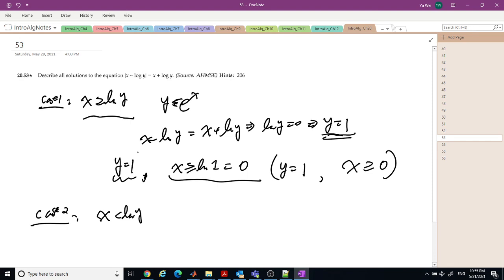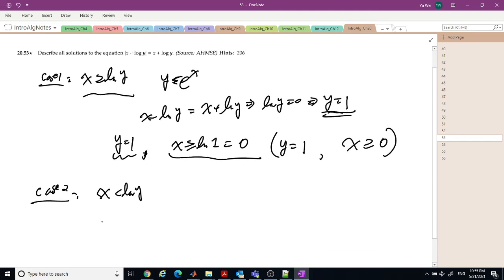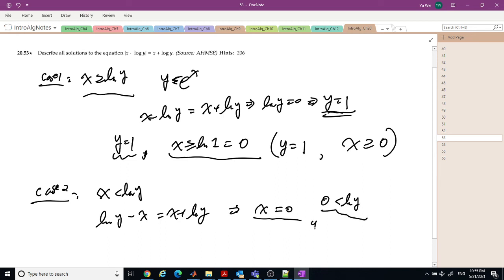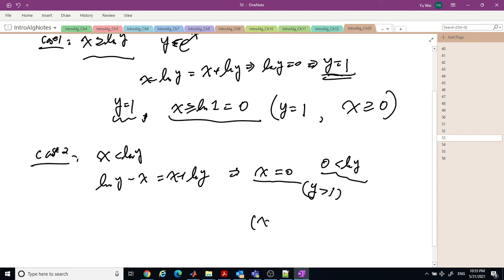In this case, we have the log of y minus x is equal to x plus the log of y. So we can solve the solution x equals 0. When x equals 0, we require the log of y to be greater than 0, which means y should be greater than 1. So the second solution is x equals 0, y greater than 1.